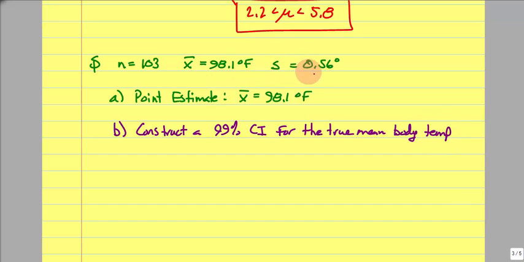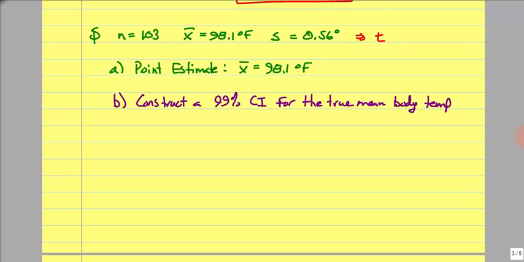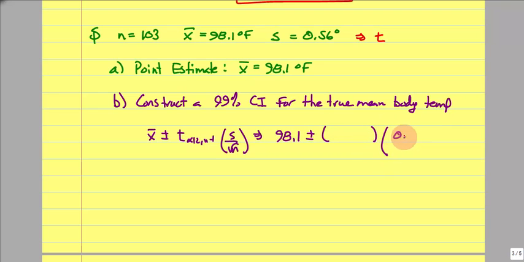So if we look at what we have here, sigma is unknown. I know s, and I know my sample size is very large here. It's definitely greater than 30, so I have to use the t distribution. Okay, so that helps us determine what distribution to use. So when I construct that confidence interval, I'm going to go after x bar plus or minus t alpha over 2, n minus 1, times s over the square root of n. x bar is 98.1, plus or minus, we'll fill in this t in a bit. s is 0.56 over the square root of n, which is the square root of 103.